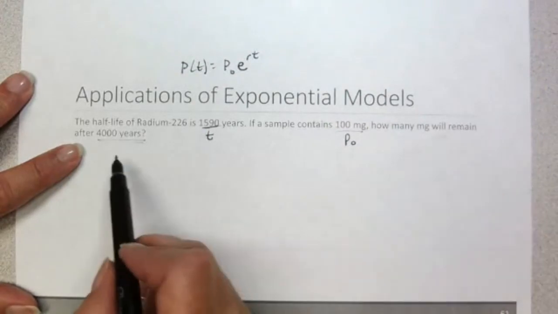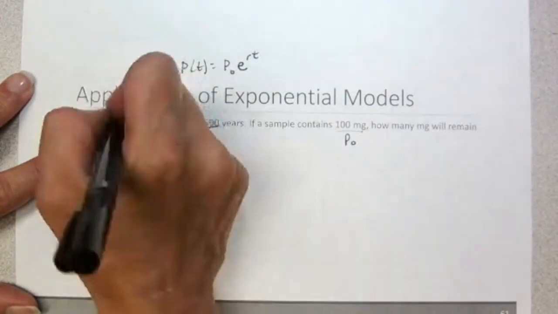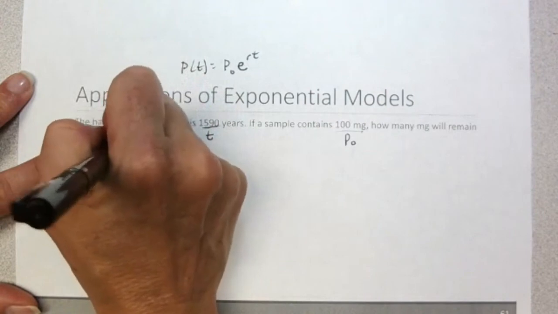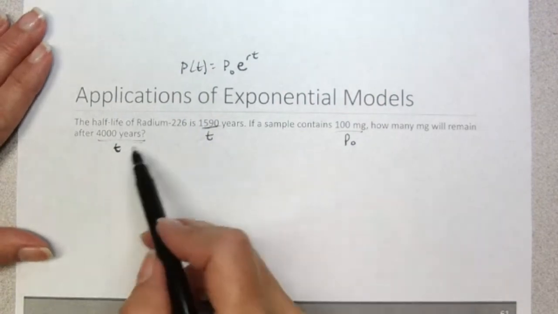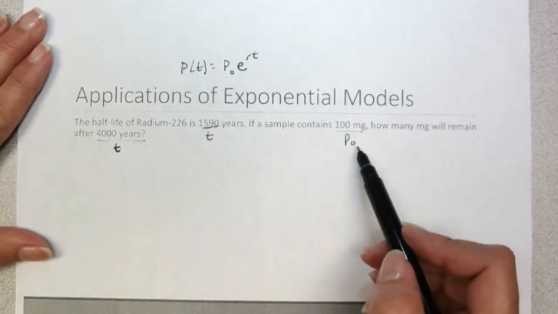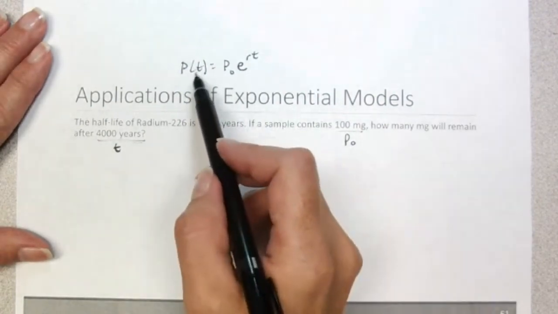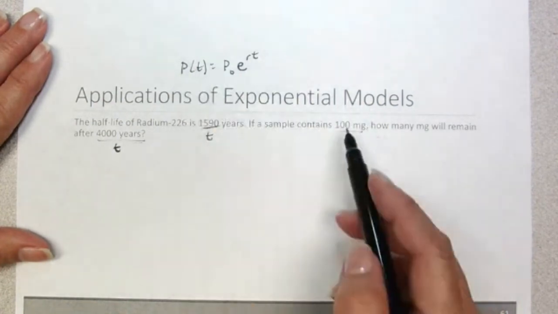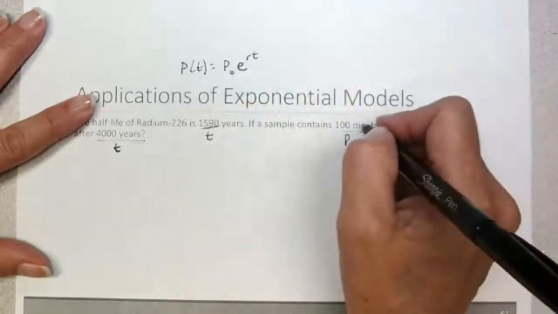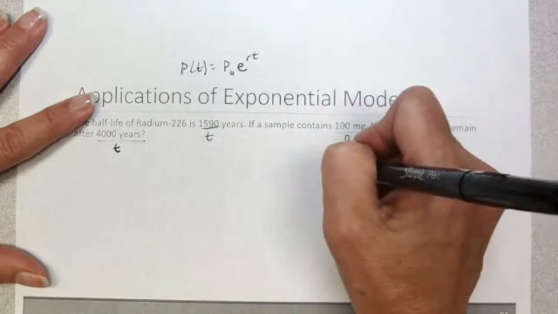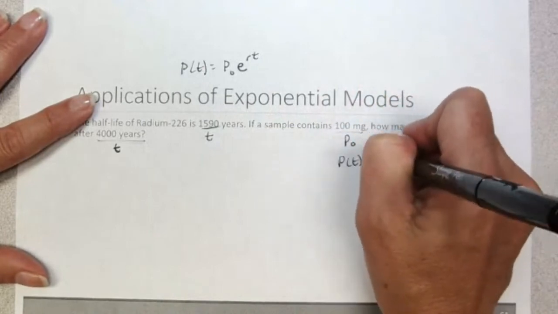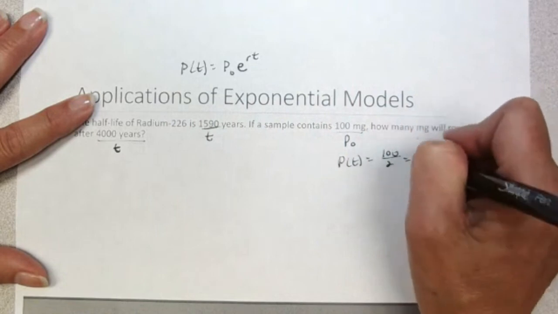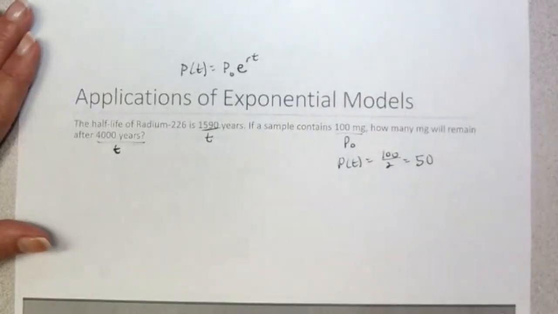I want to know how many are there after 4,000 years. That sounds like a T as well. It's a number of years. What don't I know here now? I've got two t's, I've got an initial amount. Can I find my half amount? Well, yeah, my P of t is going to be half of 100. After the half-life, I'm going to have 50 because that's half of 100.